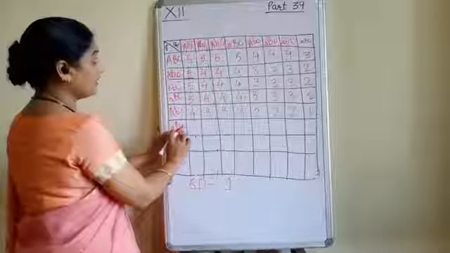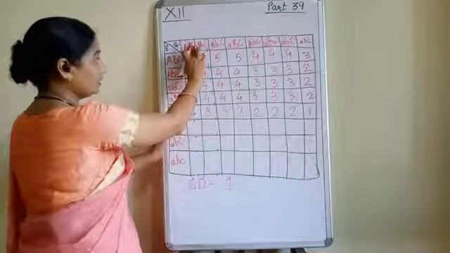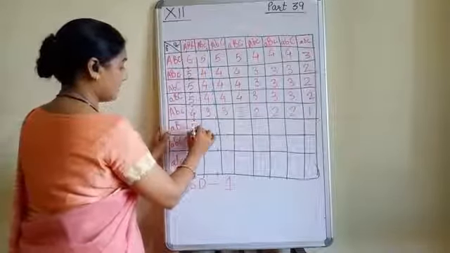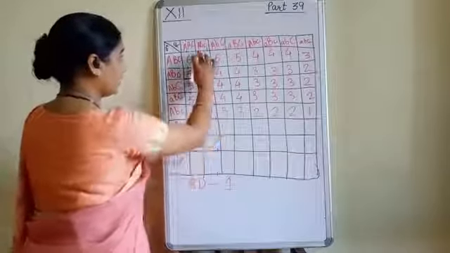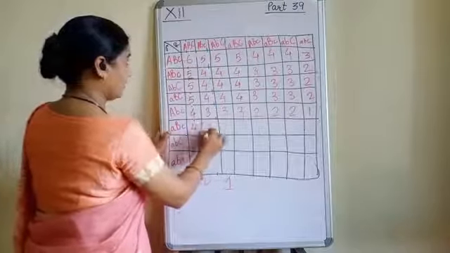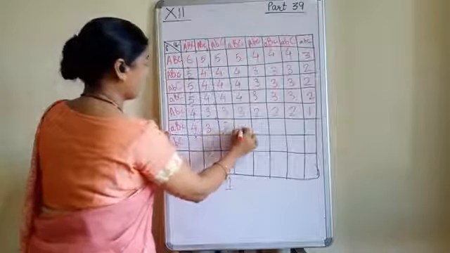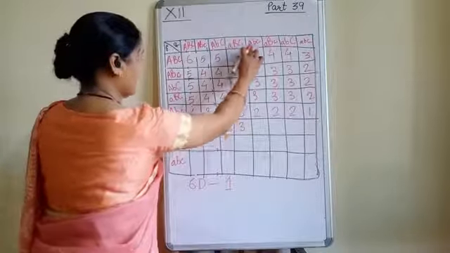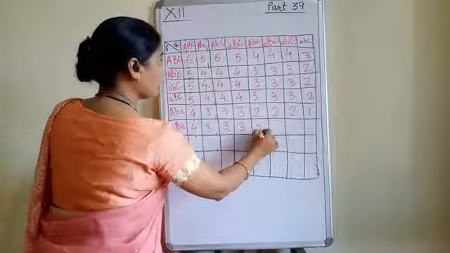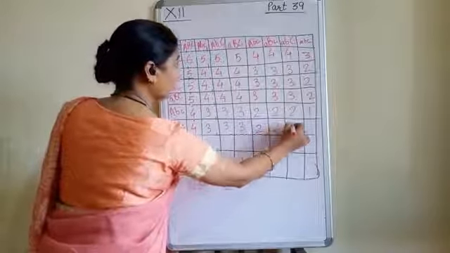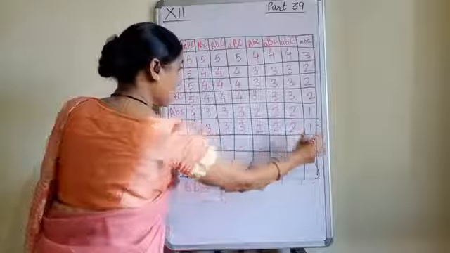Small a, capital B, small c with capital ABC. 4. Okay. Then 3. Then 1, 2, 3. Okay. Then 3. Then A and B. 2. Then 2. Then 2. And here 1.